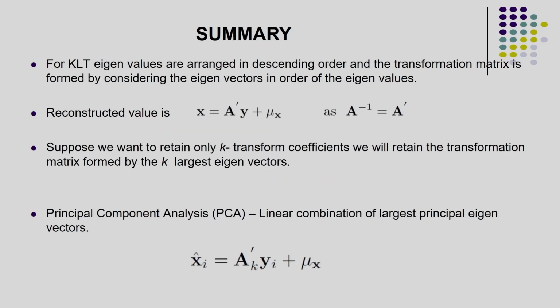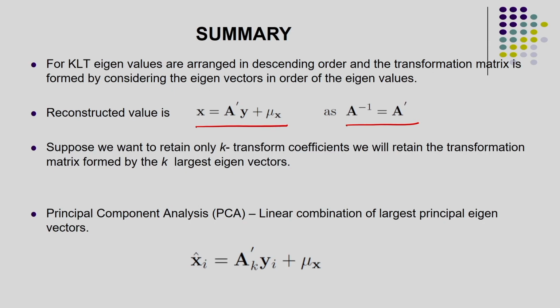So in summary, in the KL transformation, the eigenvalues are arranged in the descending order of magnitude, and the transformation matrix is formed by considering the eigenvectors in the order of the eigenvalues. I have already explained this concept, and the reconstructed value can be determined by using this expression. In this case I am considering the orthogonal transformation, so A inverse is equal to A transpose.